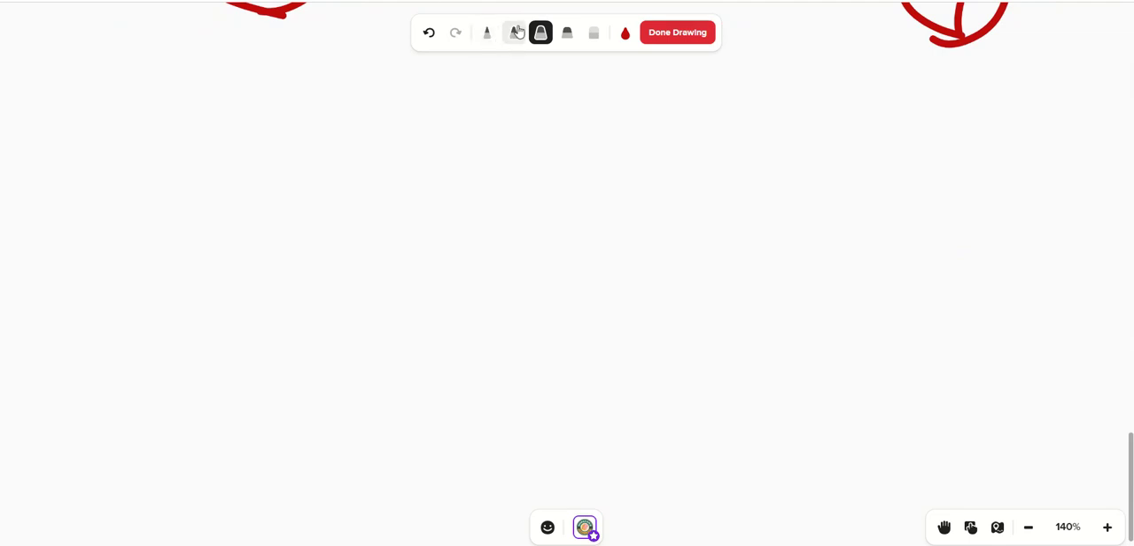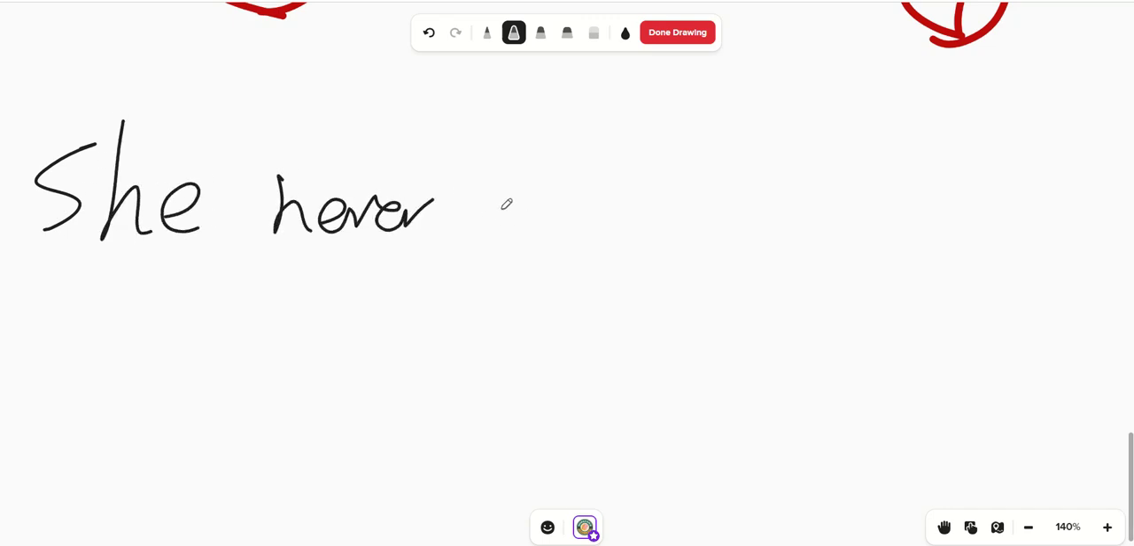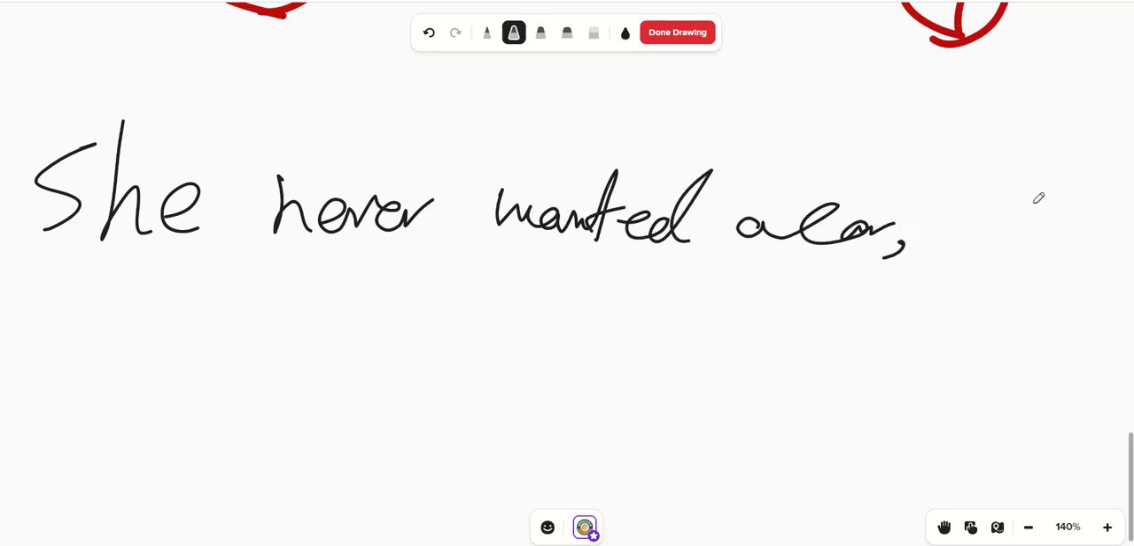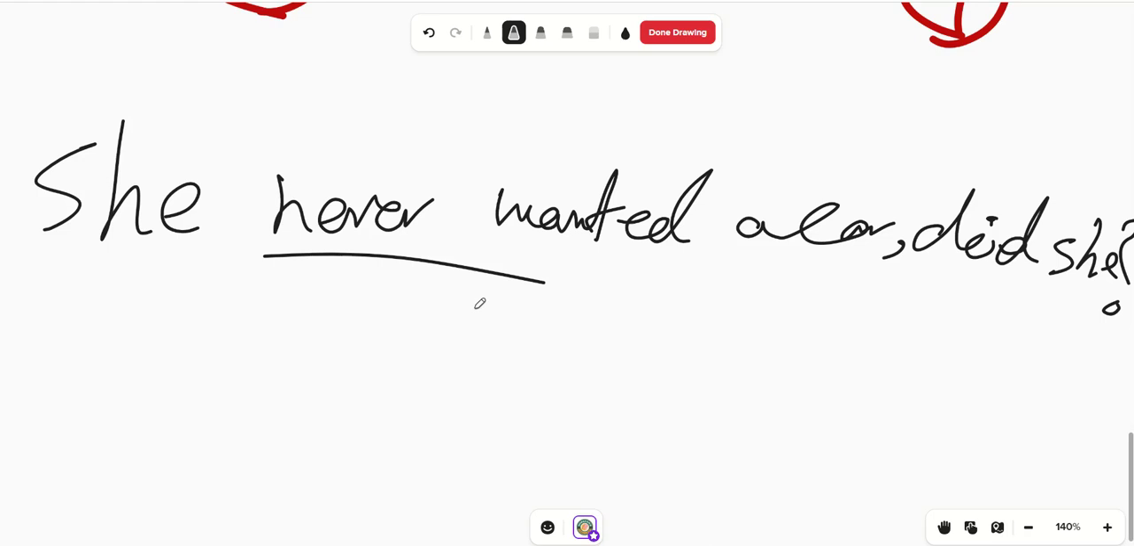Let's have some examples. She never wanted a car. She never wanted a car, did she? It means we said she didn't want a car, did she? But we use she never wanted to emphasize.